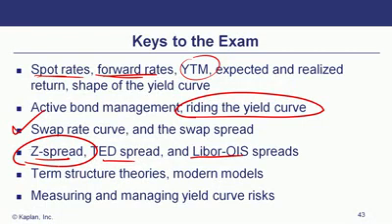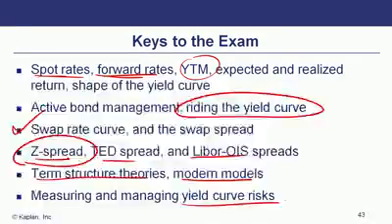Then term structure theories: pure expectations, biased expectations, segmented markets, versus modern models, that's the Vasicek, CIR, and Ho-Lee models. You're going to want to know a little bit about each of those. That gives you five theories and three models, so eight things you want to be able to know about and maybe compare and contrast to some extent. And then measuring and managing yield curve risks refers to what we were talking about in terms of key rate duration and non-parallel shifts in the yield curve.